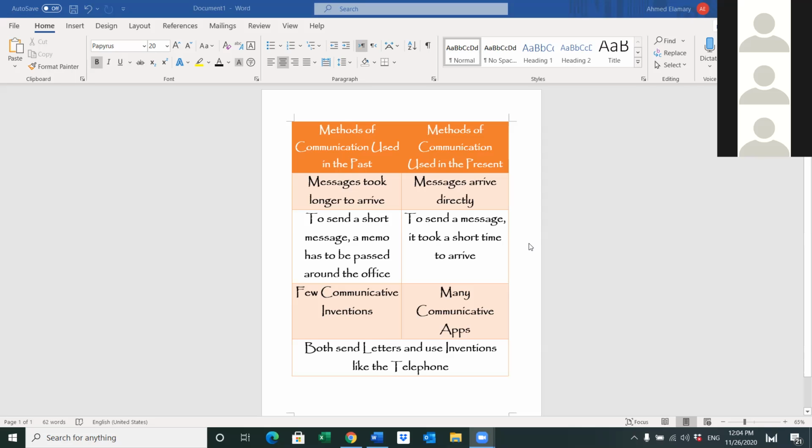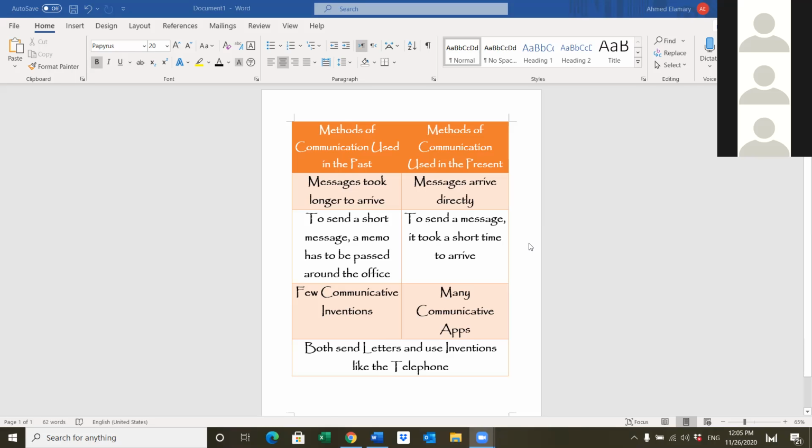Yes, Mazen, but here you're missing something. Here you confused yourself with the methods of communication used in the present, the first and the second one. Here, messages took longer to arrive. So what is the opposite of it? Messages arrive directly. No, took a short time. The opposite of long is short. Right? Okay.